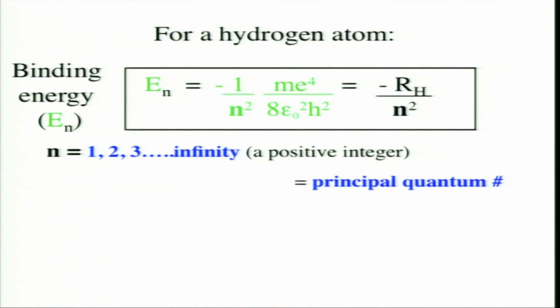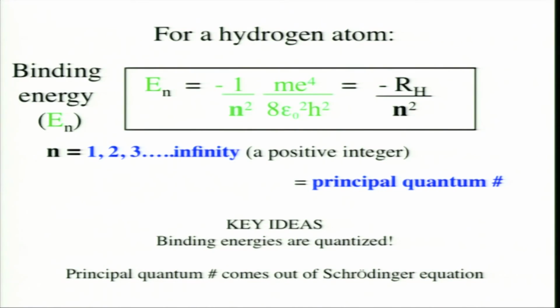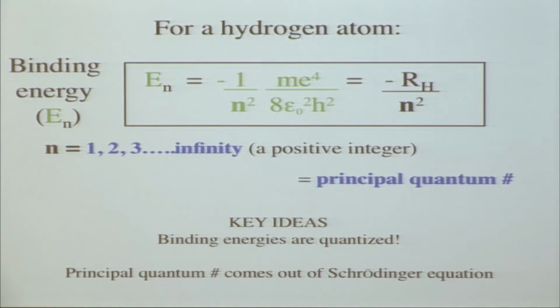So the principal quantum number comes out of the Schrödinger equation, and that's how we can think about it. And again, here are these ideas. The binding energies are quantized. This is a constant over here. So the principal quantum number comes out of the Schrödinger equation.